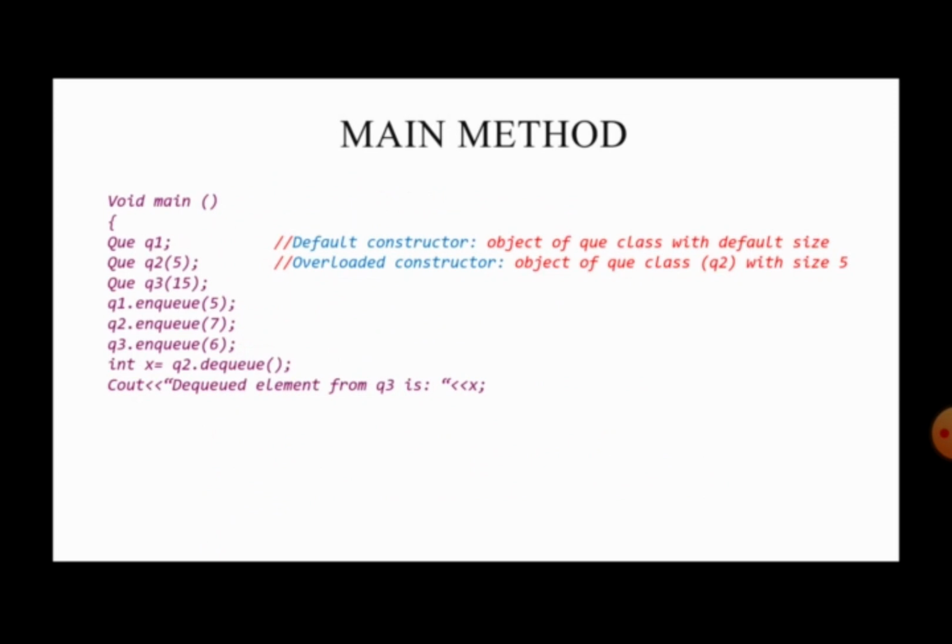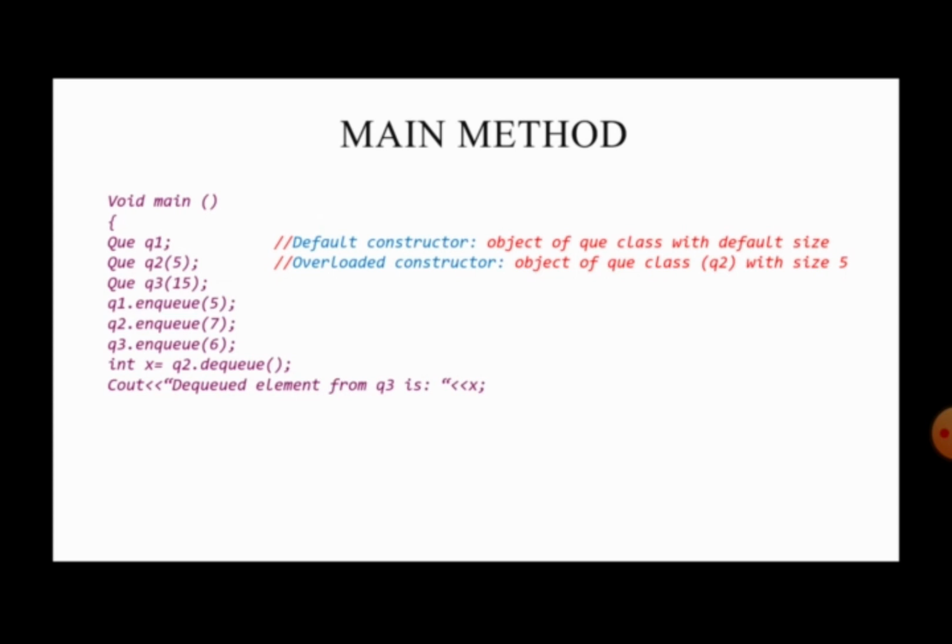So in q2 we are passing value 5, which means the queue size will be 5, to hold 5 values of integer type. In q3, which is also an object of queue, we simply pass the value 15. That means the queue will be of 15 elements.